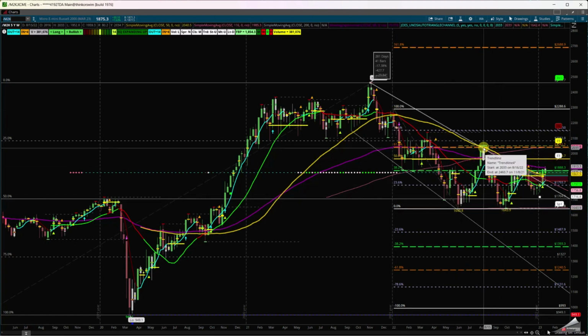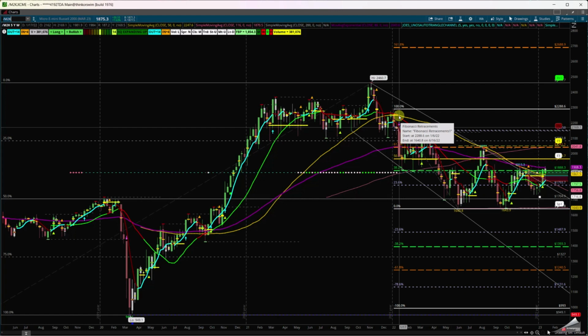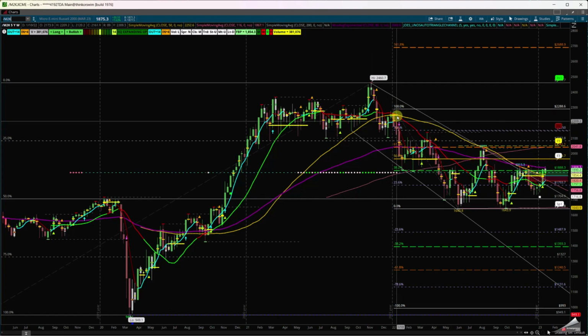We looked up at the 50 SMA once. This was the failure of a death cross. When the 18 SMA crosses the 50, I use an 18 instead of a 50, that tells us when there's a change in the trend. We double bottomed here. We rallied back to the 50. This is test 1, test 2, test 3.